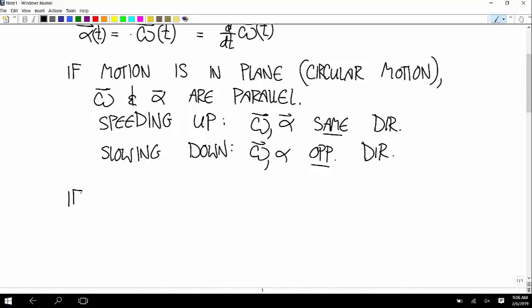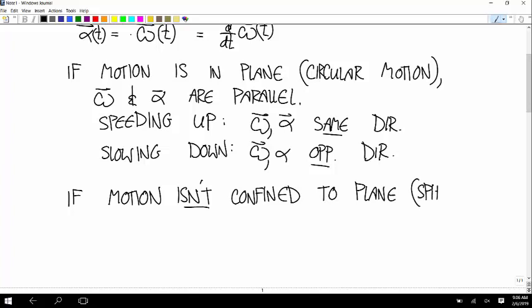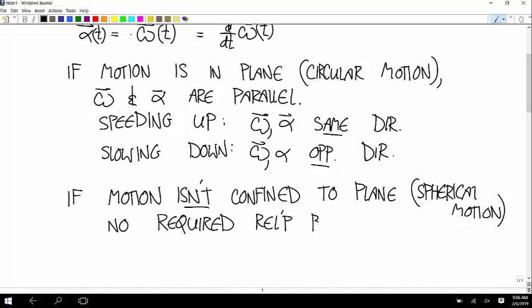If the motion isn't in a plane, so if it isn't confined to a plane, then we're talking about general spherical motion. There's no required relationship between the angular velocity and the angular acceleration. And the directions of both can change in time.